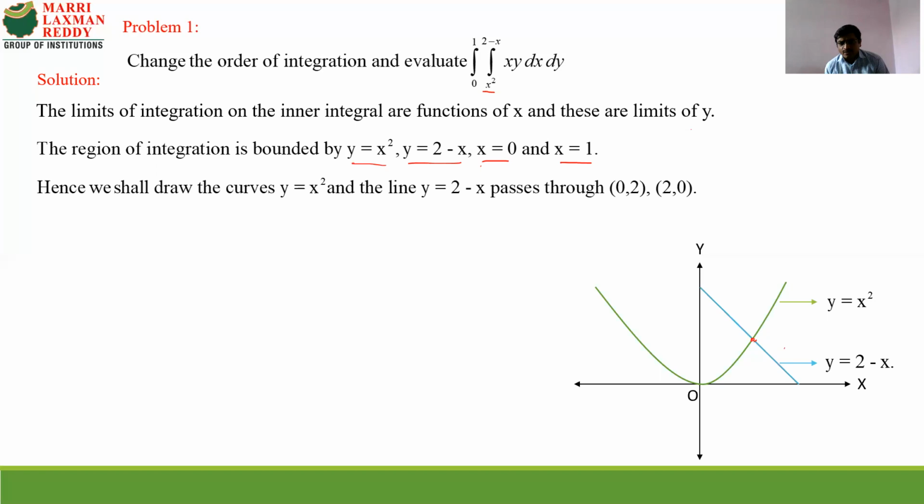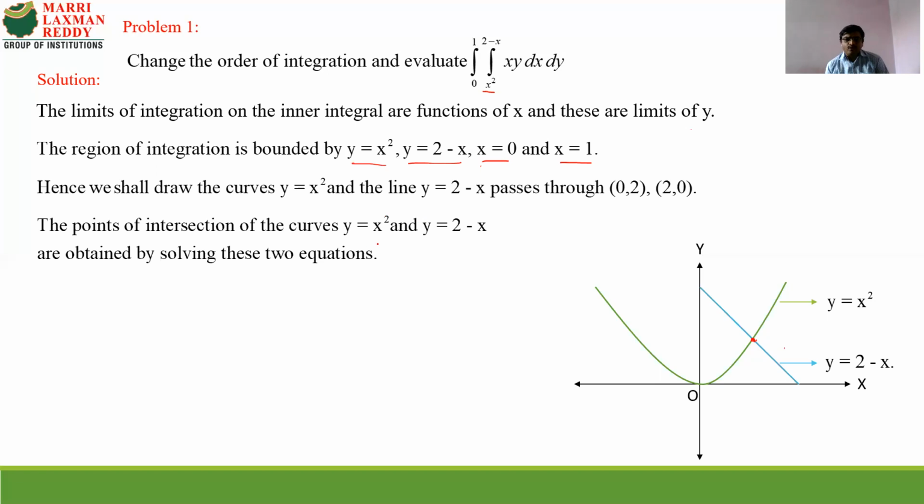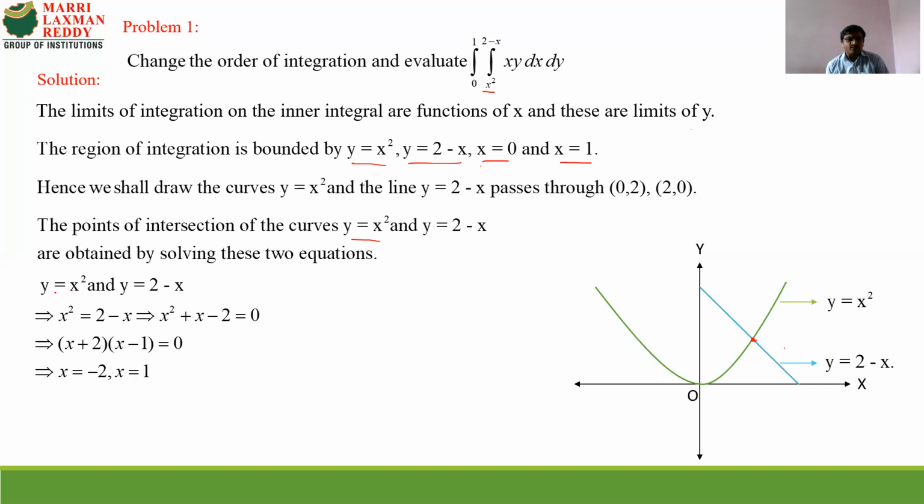Now we have to find the point of intersection of these two curves. In order to find the points of intersection, we have to solve these two equations, y is equal to x squared and y is equal to 2 minus x. Consider y is equal to x squared as equation 1 and y is equal to 2 minus x as equation 2. Now substitute y is equal to 2 minus x in equation 1. You will get x square is equal to 2 minus x.